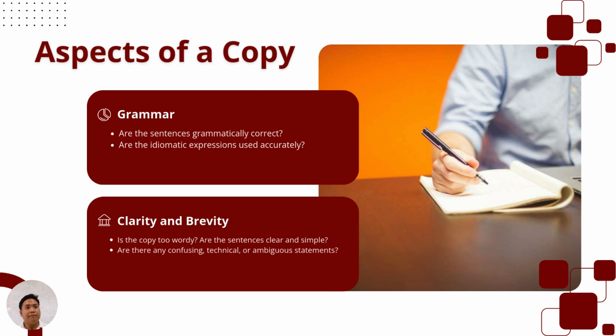Also have to consider clarity and brevity. Clarity and brevity ensure that the copy is easy to read and understand. Editors check for wordiness and simplify sentences when needed. For example, a sentence like "due to the fact that the event was cancelled, people were unable to attend" can be shortened to "because the event was cancelled, people could not attend."